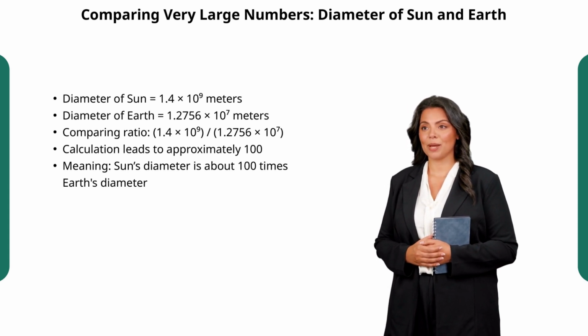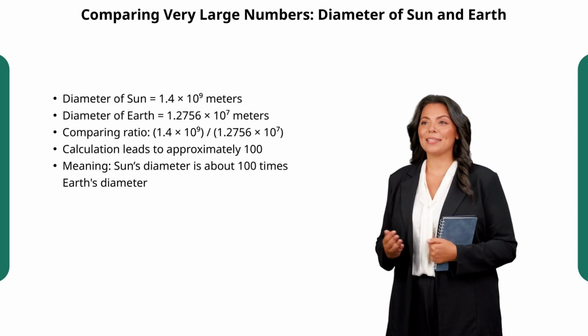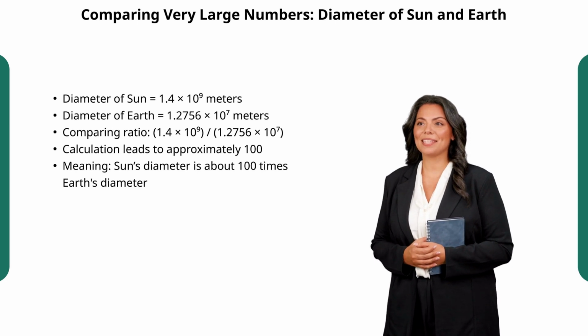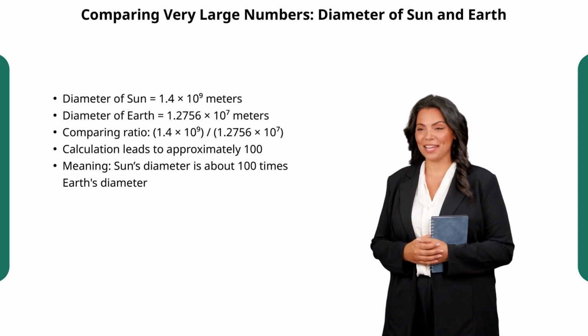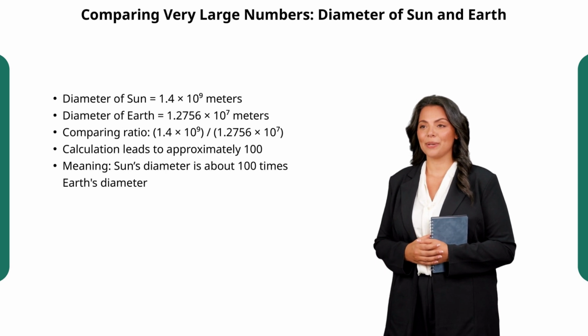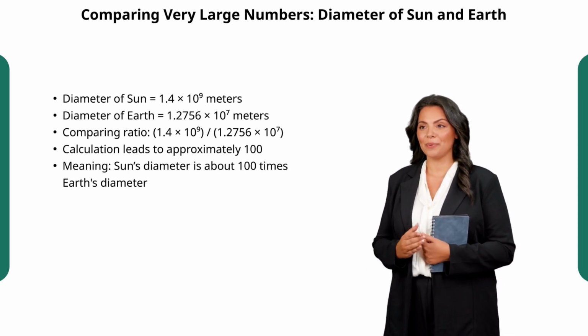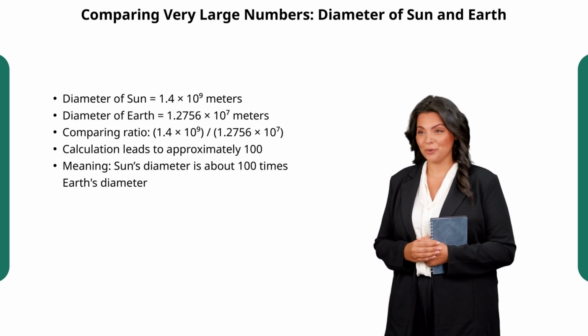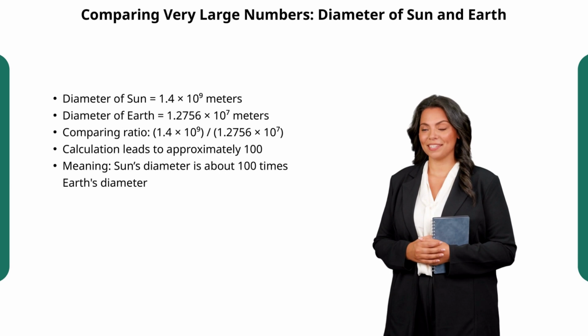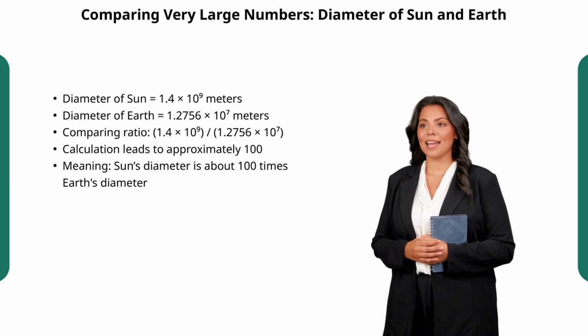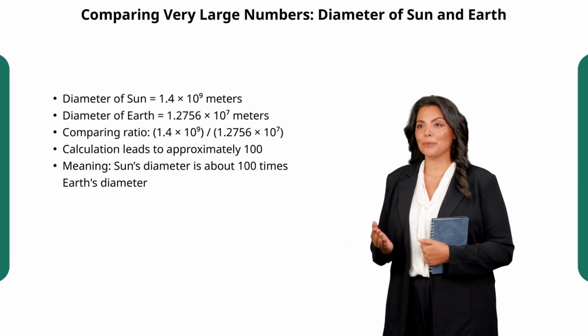That is (1.4 times 10 to the power 9) divided by (1.2756 times 10 to the power 7). Using the laws of exponents, this simplifies to (1.4 times 10 to the power (9 minus 7)) divided by 1.2756, which is the same as (1.4 times 10 squared) divided by 1.2756. Calculating this further, we get approximately 100.